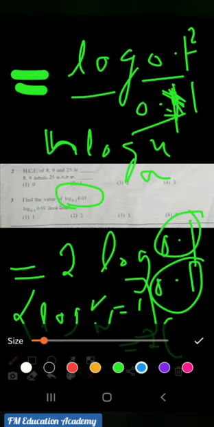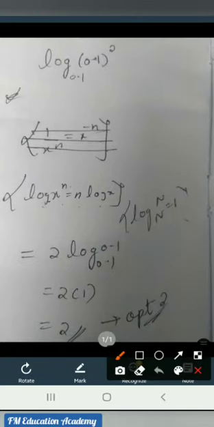Okay, so what is our answer? Our answer is 2 into, in place of log n to the base n, you have to write 1. Why? Because you know there is a formula, log n to the base n is 1. Okay, so 2 into 1 is 2. So finally, what is my answer for log 0.01 to the base 0.1? 2. So option 2.